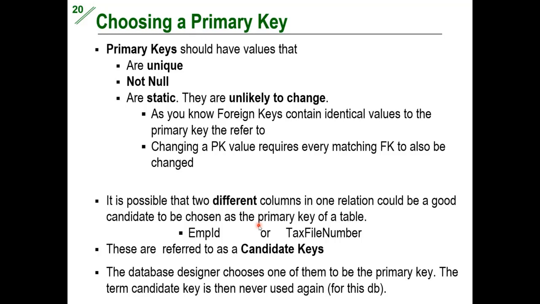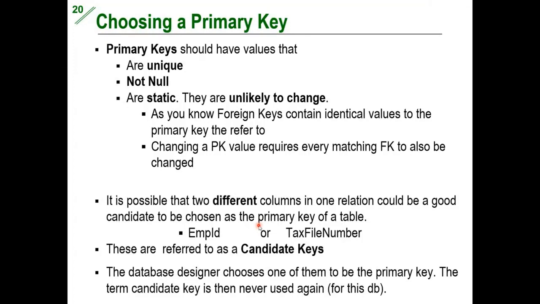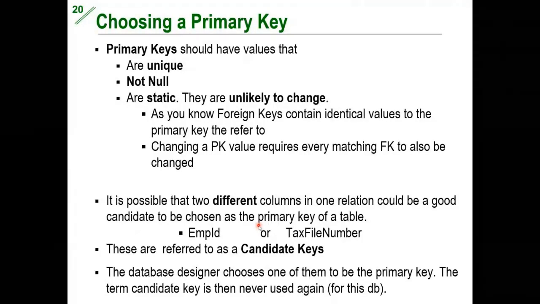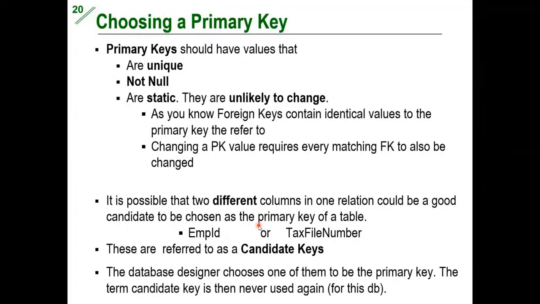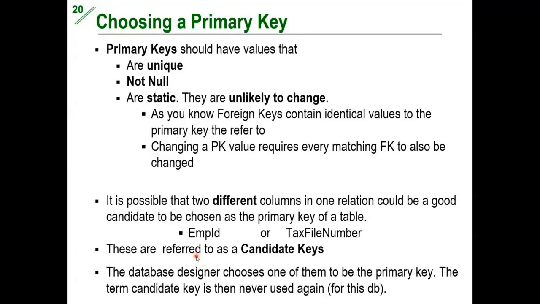The tax file numbers, each individual has a unique tax file number, right? So until we decide which one is the best primary key, we treat these as candidate keys. We call them candidate keys. So sometimes the management, or maybe the database manager, or whoever the team is who manages this database, decides, okay, let's select ID as the primary key. So once we select the ID as the primary key, we no longer treat that as a candidate key. We call it a primary key. All right.